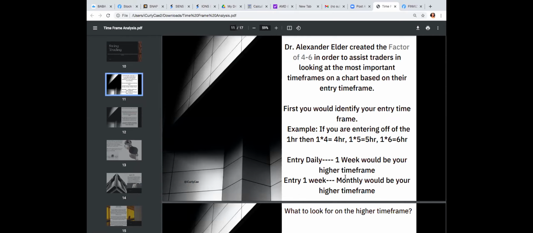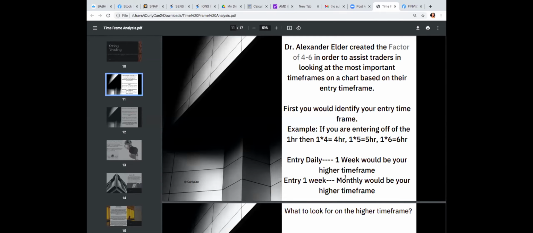Dr. Alexander Elder, where he talked about the factor of 4 to 6. It basically means you don't need that much information to be successful. You don't have to zoom out so far to see information from where a company IPO'd to be successful in a trade that you want to enter right now.